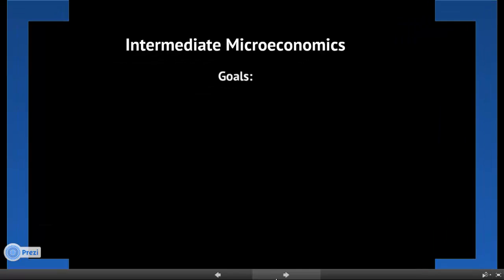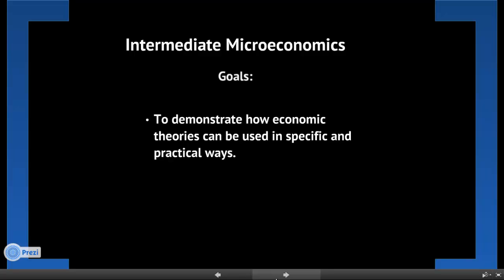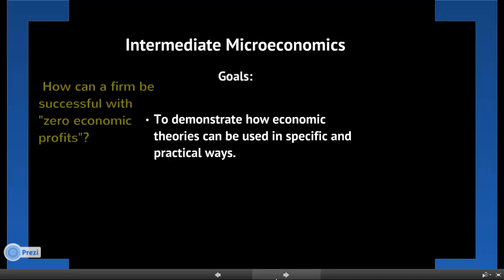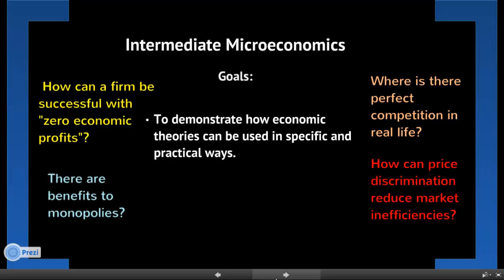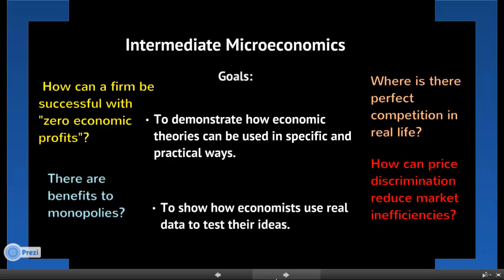So what's the course all about? Intermediate microeconomics is basically about showing students how economic theory can actually be used in practical ways. In order to do so, the course tends to include a lot of contemporary examples, as well as having students work through math in order to utilize economic tools.